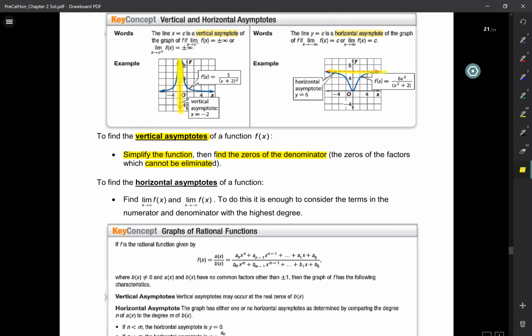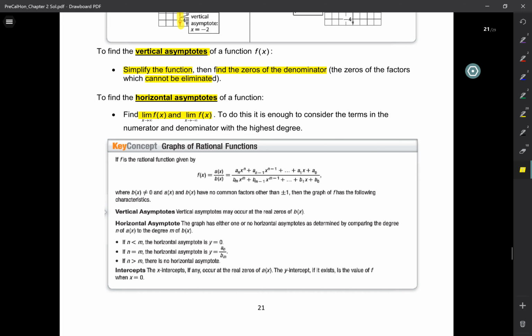The horizontal asymptote is a little bit different. To find the horizontal asymptote, you have to find the limit of f of x as x approaches infinity and negative infinity. Now, at infinity and negative infinity, remember, it's only the highest powers that really take effect.